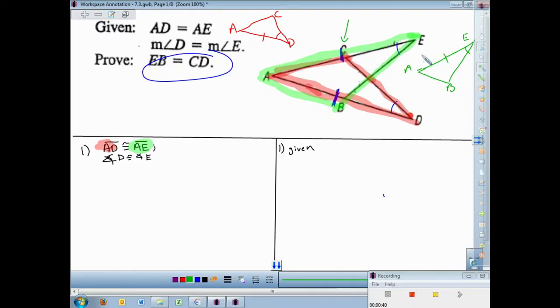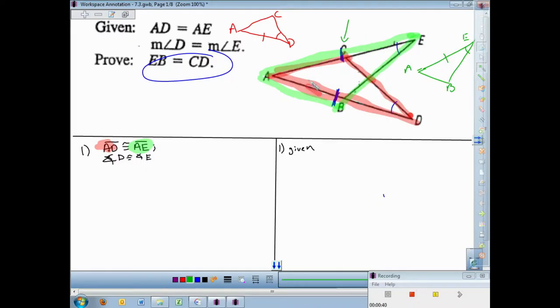Woo! That is pretty difficult so far. I shouldn't say difficult, but that's a lot of work. Now, do I have enough information so far to prove these two triangles congruent? I do not. I'm looking at my separated pictures now. Okay, I got a side and an angle. I need more information. So let's go through our checklist.